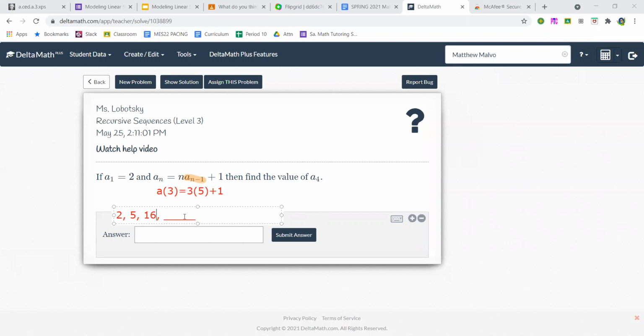To find my fourth term, A of 4, n is now 4. So I'm going to change n to 4. And then my previous term is 16. So 4 times 16, 64, plus 1, 65.